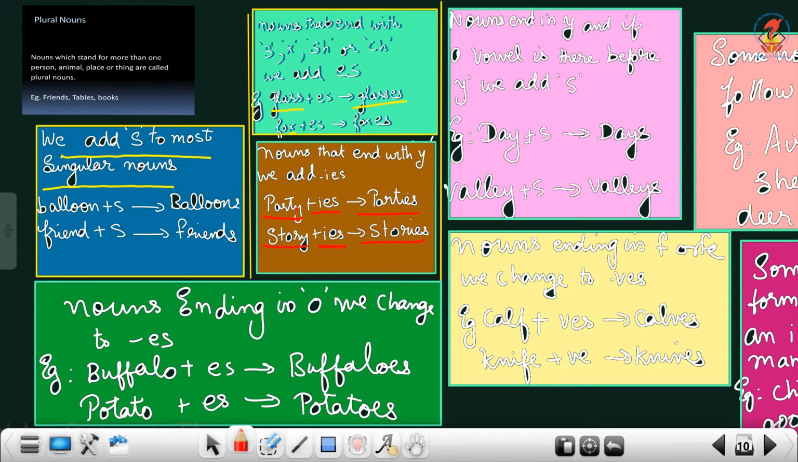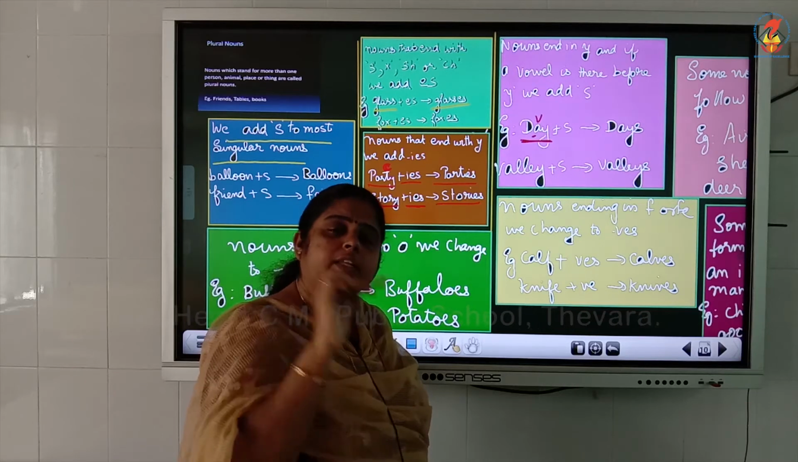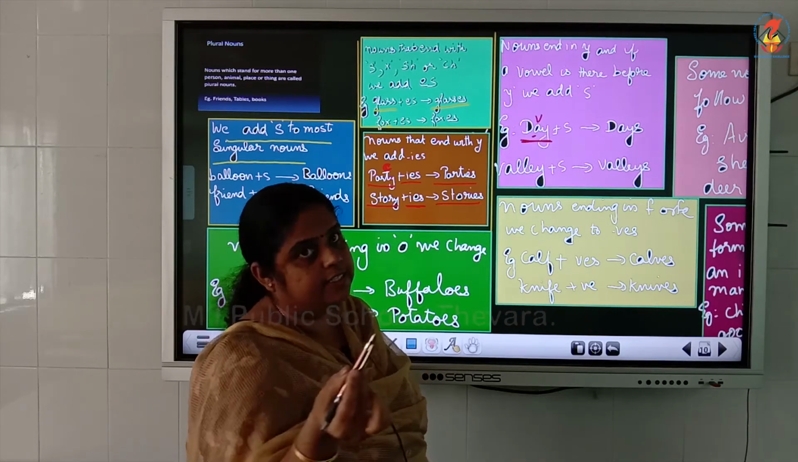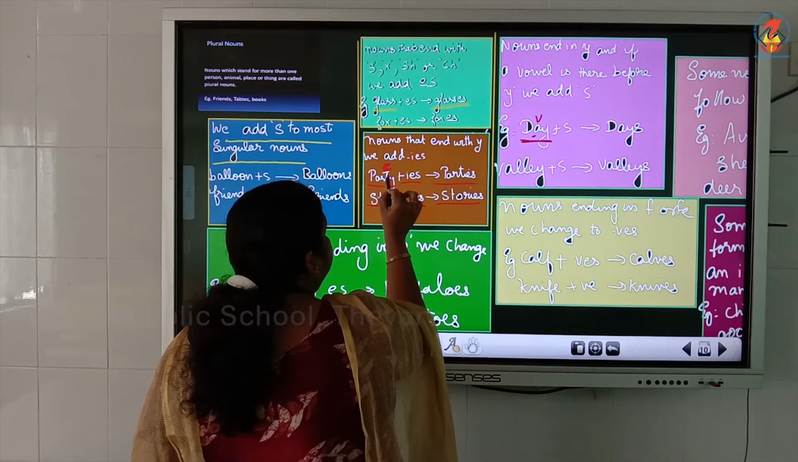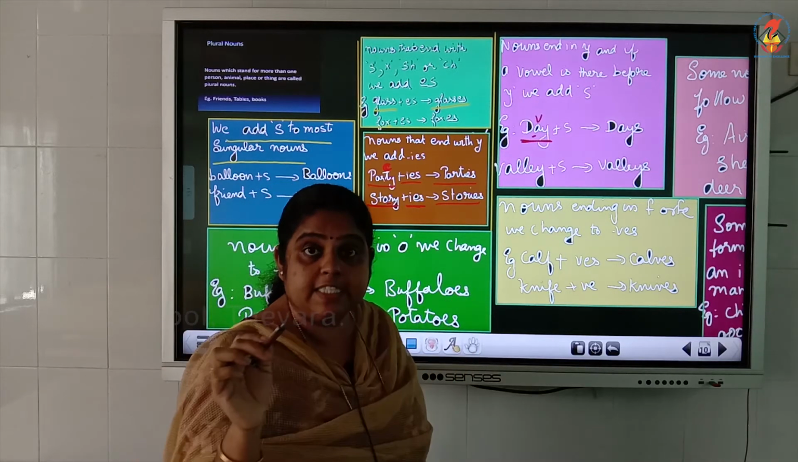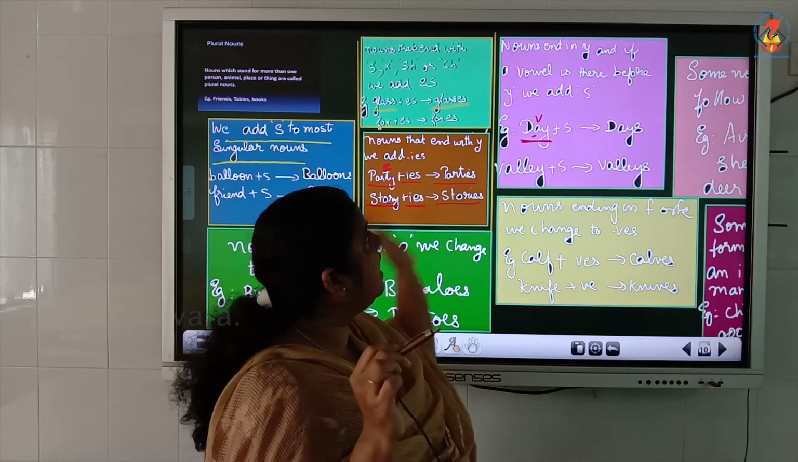Then we have nouns that end in y and a vowel is coming before that y. Here there is a speciality for this. Day. A is a vowel. In party, the letter before y is a consonant sound. You know the vowels and consonants. A, E, I, O, U, they are the vowels. All the other letters in the alphabet are consonants. So see here, R, T. Both are consonant sounds. In that case, we add ies.